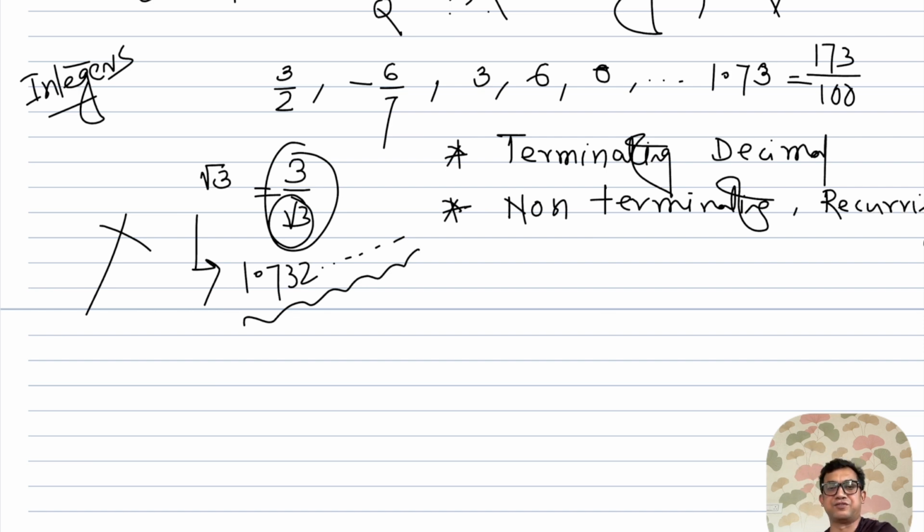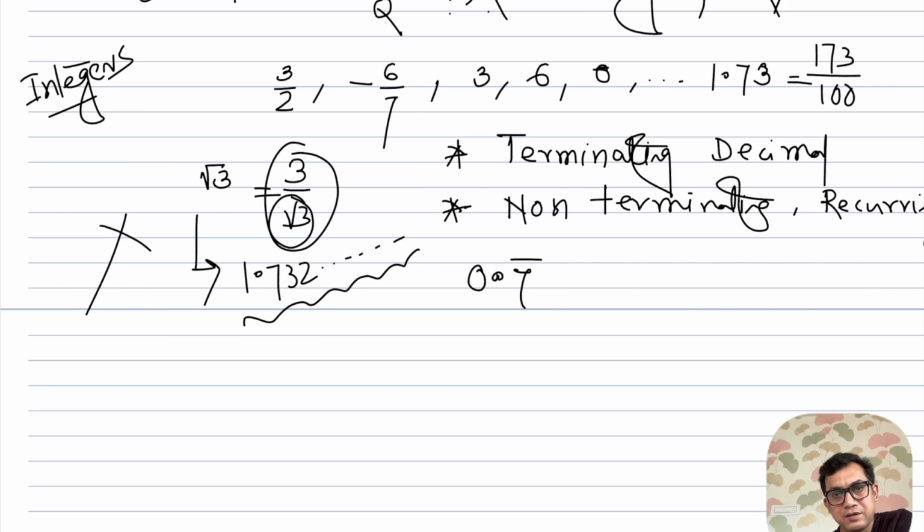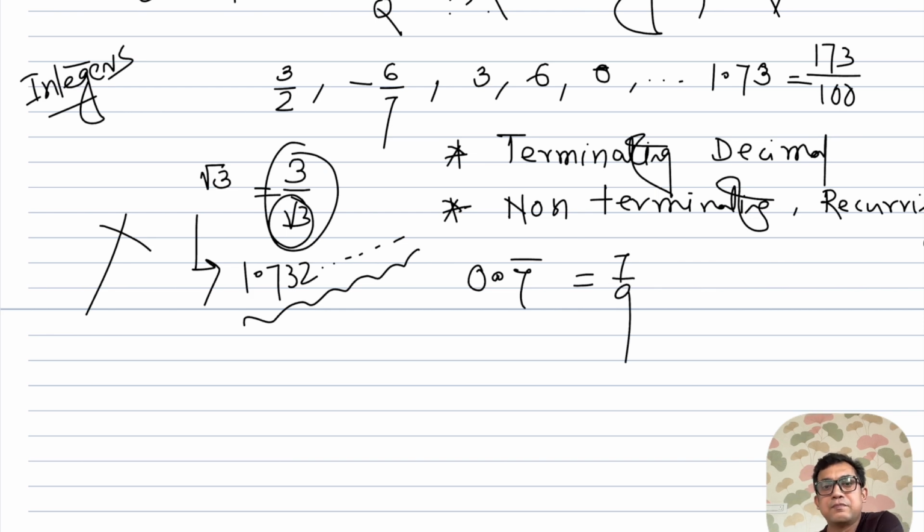Numbers are also rational. So if I say 0.7 bar, it is rational because this can be written as 7 by 9. I'll show you how. If I say 0.63 bar, this can be written as 63 by 99. If you divide 63 by 99, you get 0.63, 63, 63, these things. So what is a rational number?